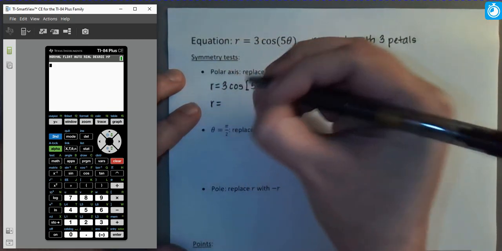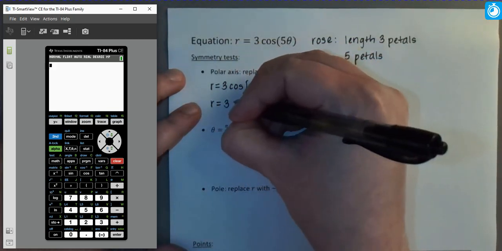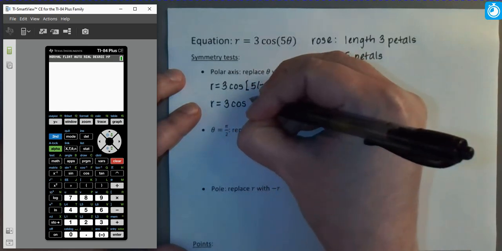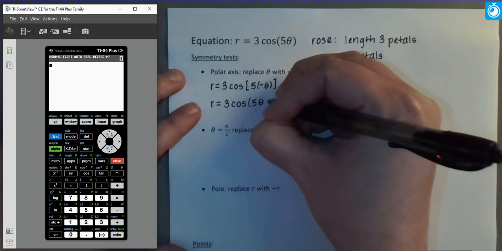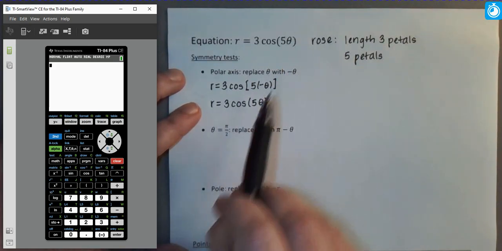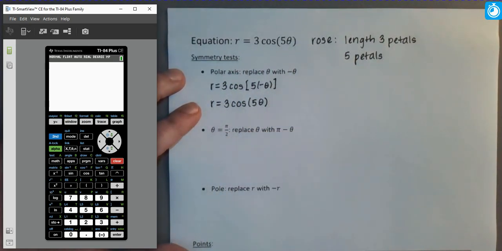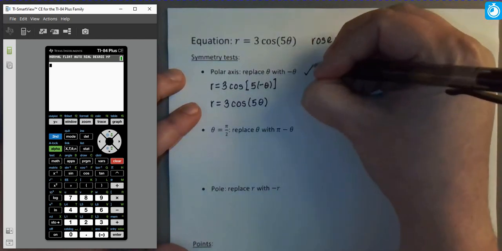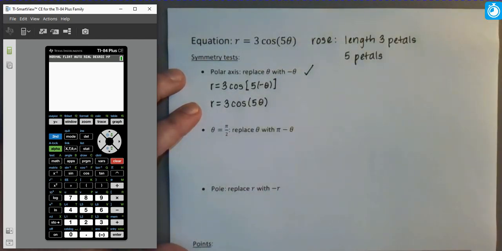So this is going to be the same thing as r is equal to 3 times the cosine of just plain old 5 theta. Okay, so in simplifying this equation, we're able to get it to match the original. If it matches the original, then that confirms that we have that particular type of symmetry. So as we plot points, we can use the fact that our graph is going to be symmetric across the polar axis to save us a little bit of time and help us plot more points.